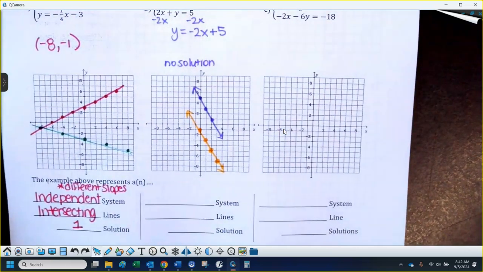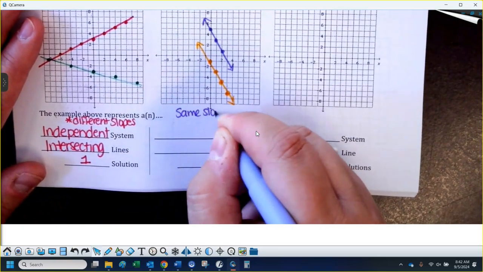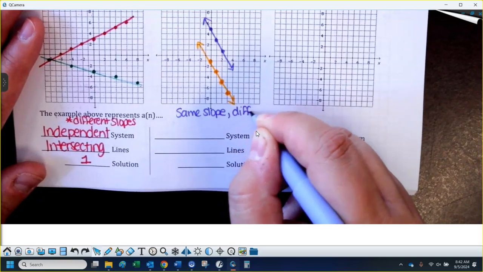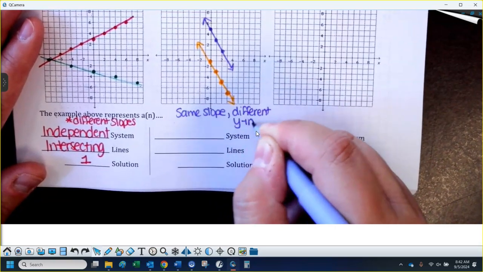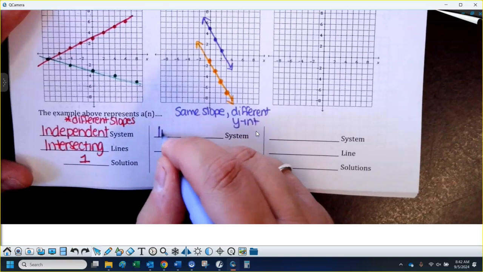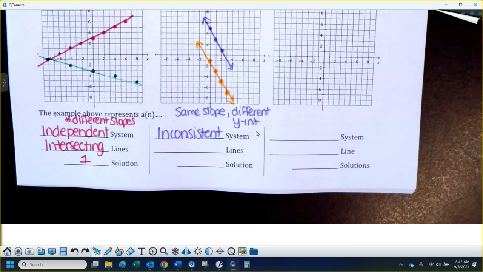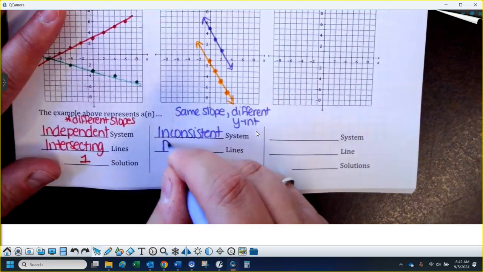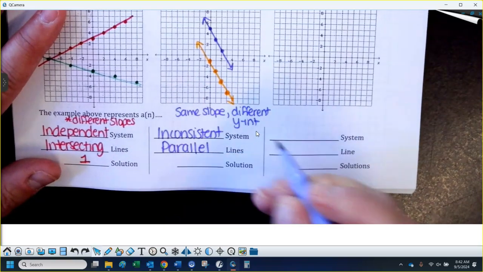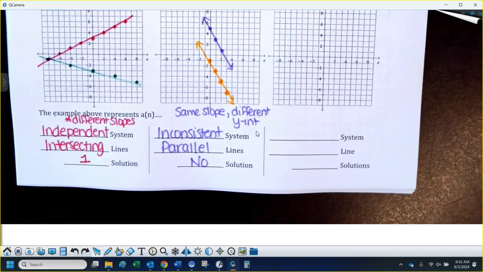Now, this is going to happen when you have the same slope, but you have a different y-intercept. When you have that, there's a vocabulary term for this system. It's called inconsistent. So anytime you got parallel lines, it's called an inconsistent system. Like I said, the lines will be parallel. And there is, in this situation, never a solution. So there will not be a solution. Inconsistent is parallel lines, no solution.